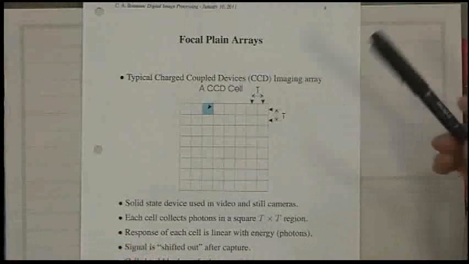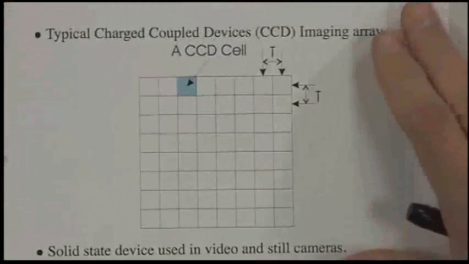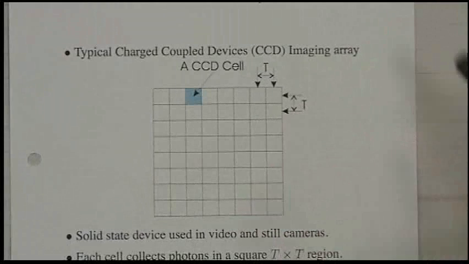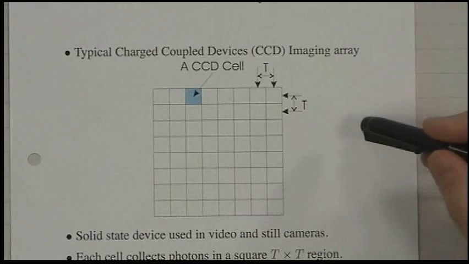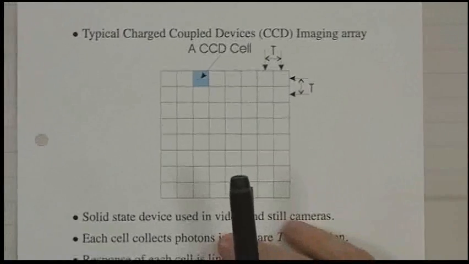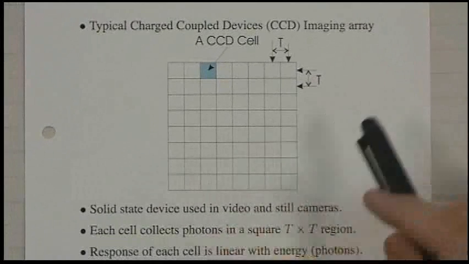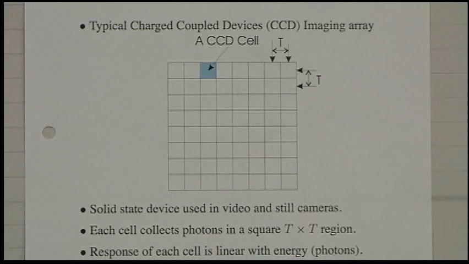So, let's pick up where we left off. This is a focal plane array. Each of these cells could be modeling mathematically either a CCD or a CMOS device. I talked a little bit about that. CMOS devices are becoming more popular, but CCDs have been the traditional method for acquiring digital images.